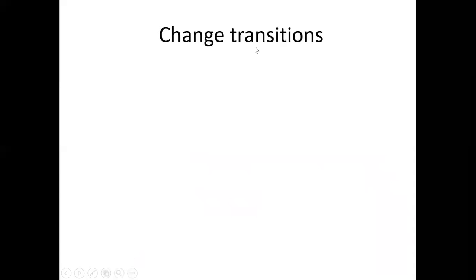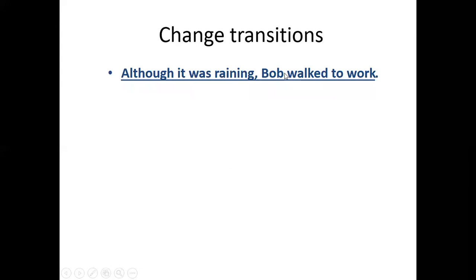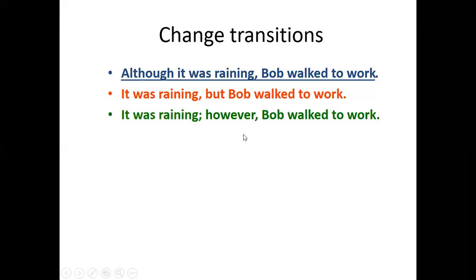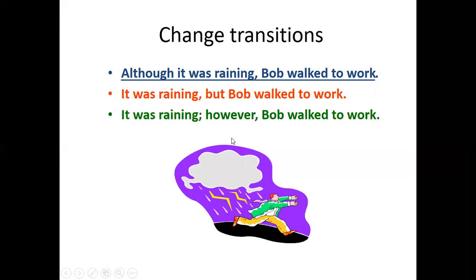We can also change the transitions here. Although it was raining, Bob walked to work. Here the transition word is although. So when we paraphrase it, it can be, it was raining, but Bob walked to work. It was raining; however, Bob walked to work. The semicolon has to come before the transitional word however, in this example.